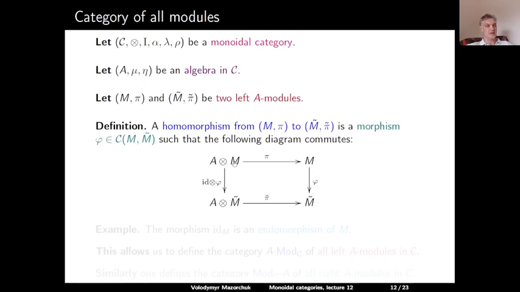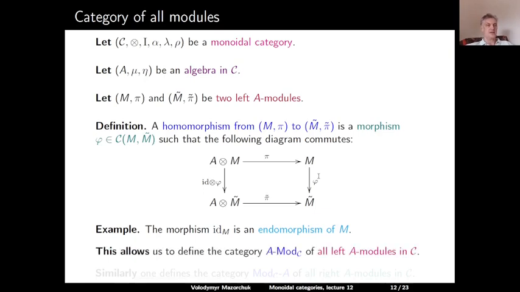So we can start from A tensor M and use pi to go to M, and then we can use phi to go to M tilde. Alternatively, we start from A tensor M, we use phi to go to A tensor M tilde, and then we use pi tilde to go to M tilde. So this diagram should commute. For example, of course, the identity morphism on any module is an endomorphism of this module. And then, using this, one can define the category of all left A modules in C, which consists of A modules and homomorphisms between A modules.